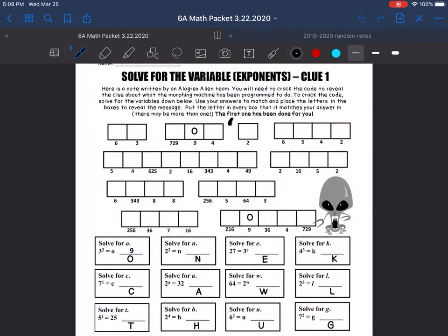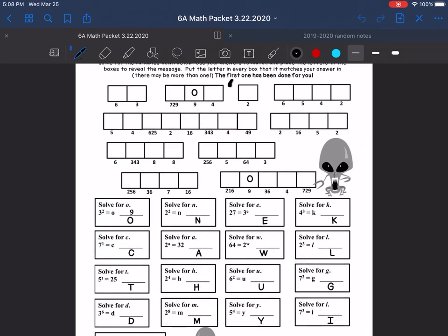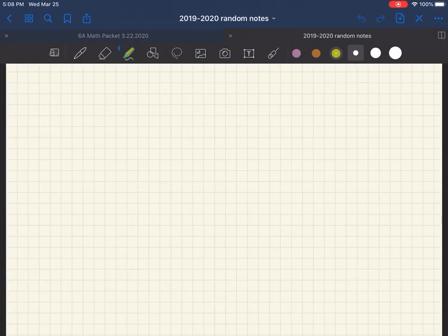But what I want to go over first is some exponents. I really hope that we remember exponents. It would really hurt my heart if you don't, but if you don't, that's okay. So let's do one or two of these together. For example, for k, it says 4 to the third power is equal to k. We need to figure out what k is equal to.